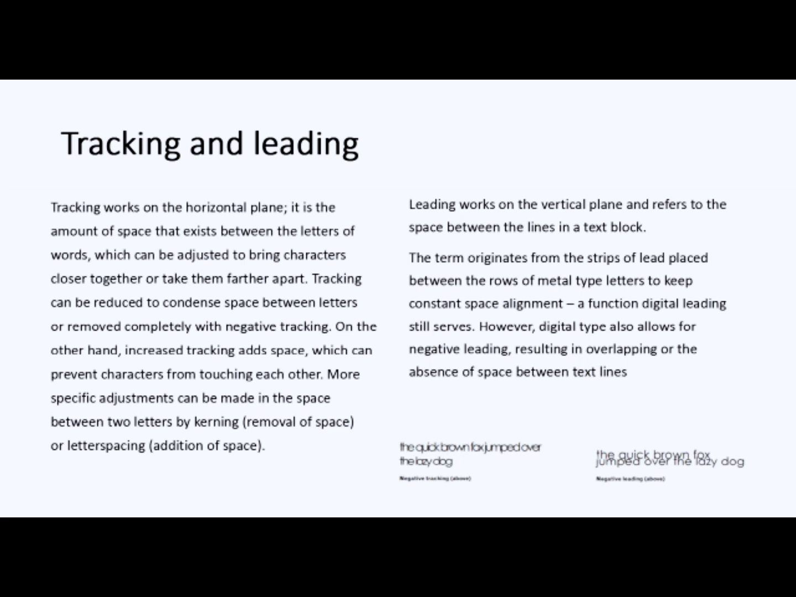That's called negative leading, because there is no space. So the additional space would be positive leading. That is the difference between leading and tracking in typography.